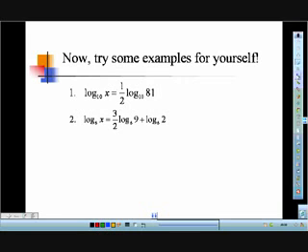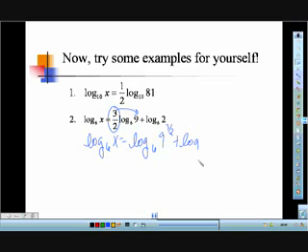And for the second one, we have the 3/2, and that'll be the exponent on the 9. So that's going to be log base 6 of x equals log base 6 of 9 to the 3/2 plus log base 6 of 2. And again, we have addition, so that's going to become multiplication. But before I do that, I'm going to do the 9 to the 3/2.